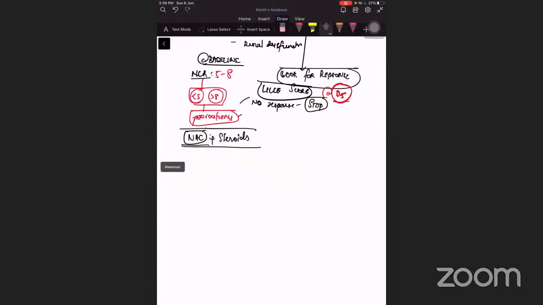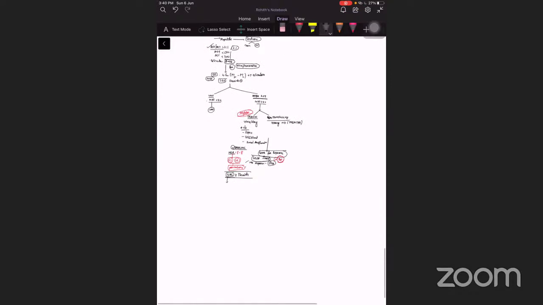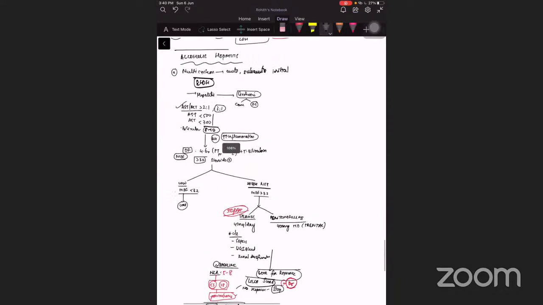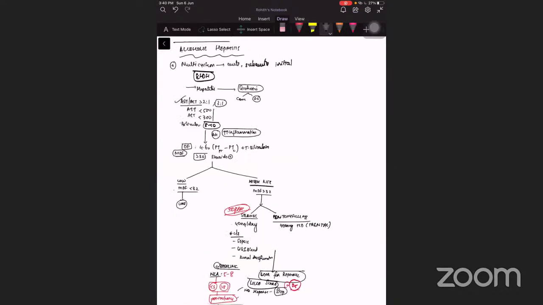But if you see the trial, it concluded saying that there is no great benefit. But if you see the subgroup analysis, patients who were given NAC had slightly better outcomes. So a subset of them had better outcomes compared to those that were given only plain steroids. So this is one thing about alcoholic hepatitis. Someone said Maddrey discriminant function. I just told about alcoholic hepatitis.